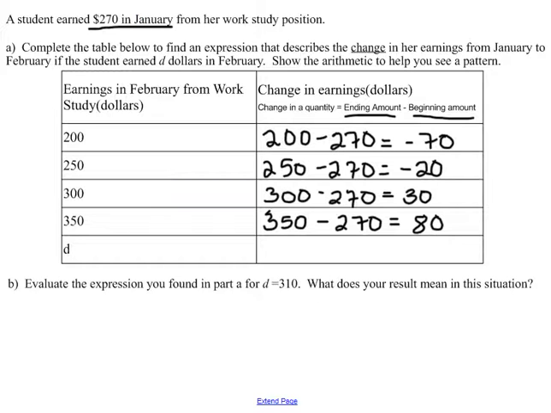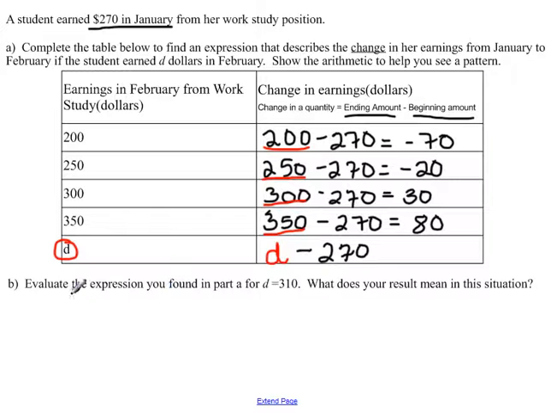So now if we want to generalize this, let's see what we've got. For each one of these problems, we took the February amount. Notice each one of these values that we wrote down first is the February amount. And then we always subtract the same January amount to give us the change. So to generalize this for earning D dollars, we would do D, just change the amount that was made in February to a D, minus 270. Okay? So that would be a way of thinking about an expression for the change in her earnings.